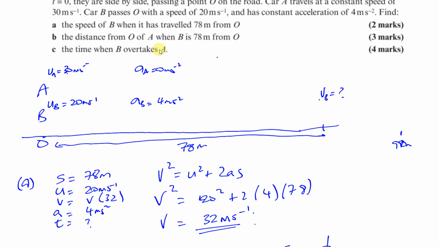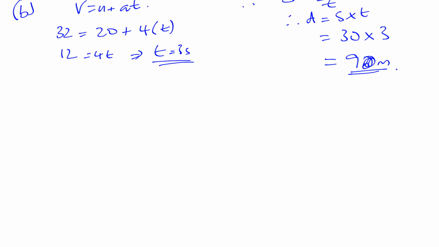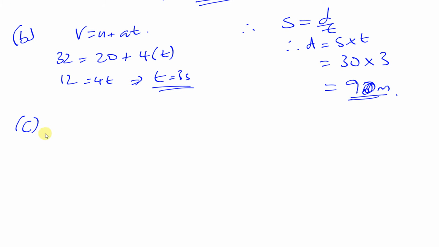The time when B overtakes A is going to be the time when they're both the same distance from O, because that's when they're overtaken. So they have covered the same distance. Okay, so for part C, the distances that they travel must be the same. So let's look at A and let's look at B.